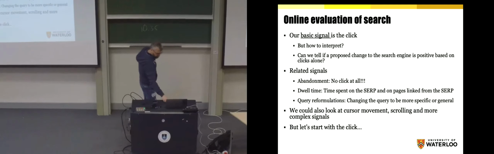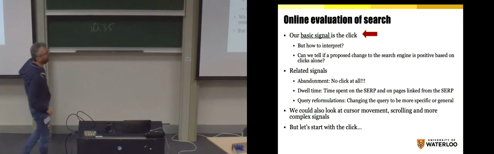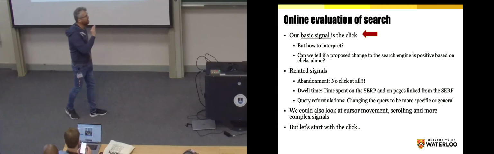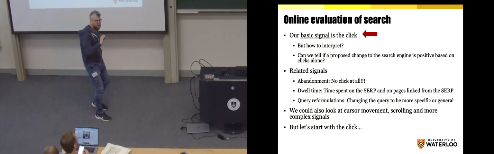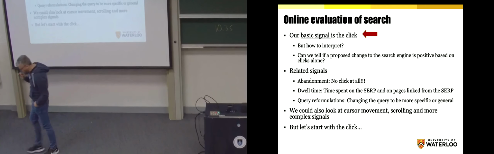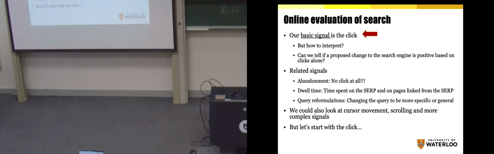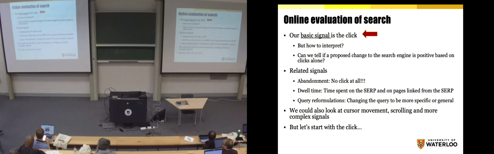So for online evaluation, the basic signal is a click. But the real question is, somebody's typed a search, Cape Town Tours, and they clicked on it, and that is your very clear signal of something. And the trouble is, we really don't know what it's a clear signal of. Okay, and there's other signals.